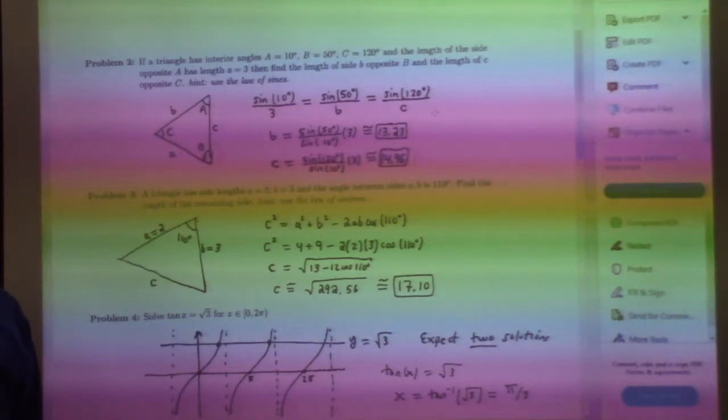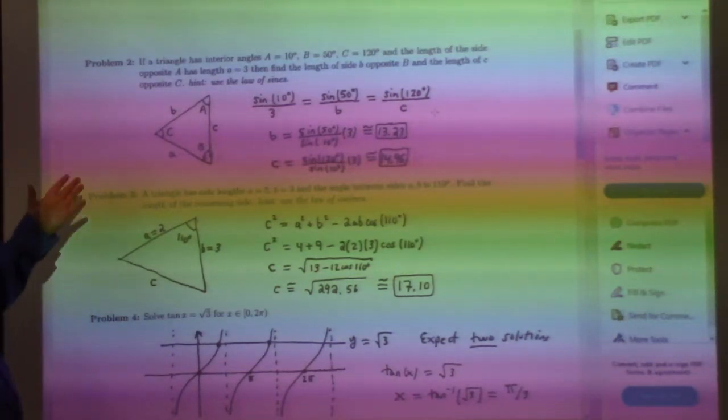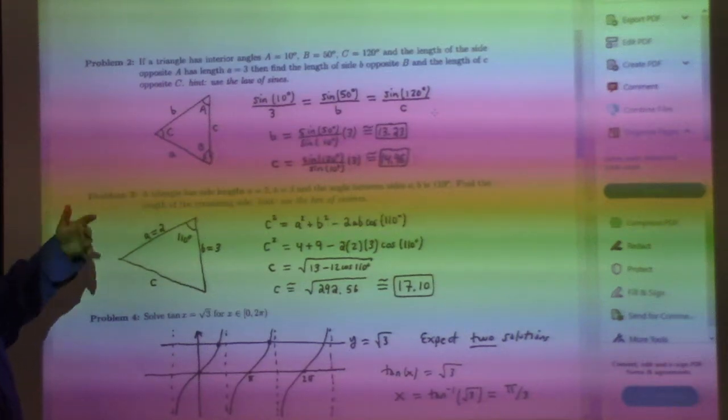And if I do test on it, it's very likely that my test question would be somewhat in line with the way I did it here. All right? Yep.